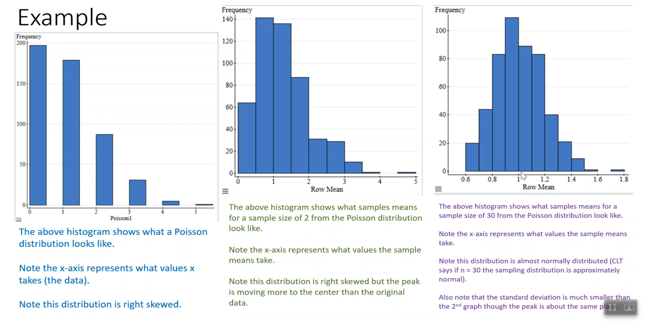Also, on the last histogram, notice that the standard deviation of the sample means is much smaller than the second graph. In the second graph, my sample means went from 0 to 5, and now they're from 0.6 to 1.8. Remember, the standard error decreases as your sample size gets larger.